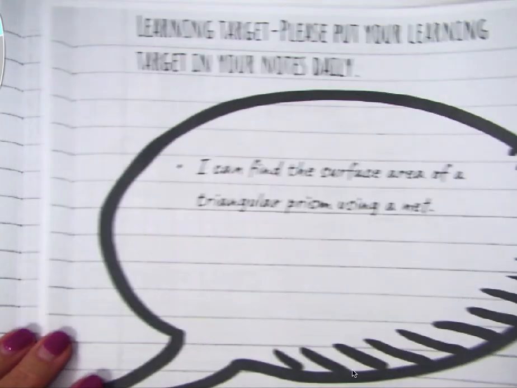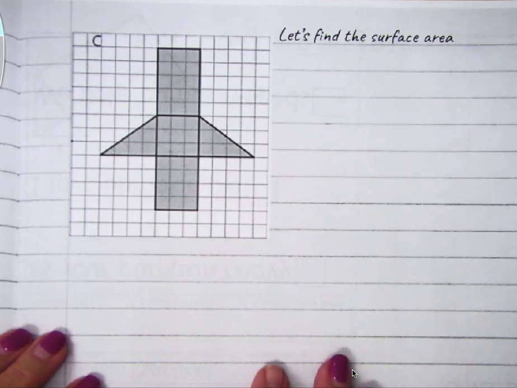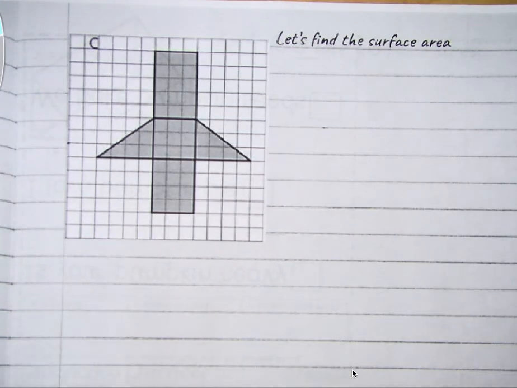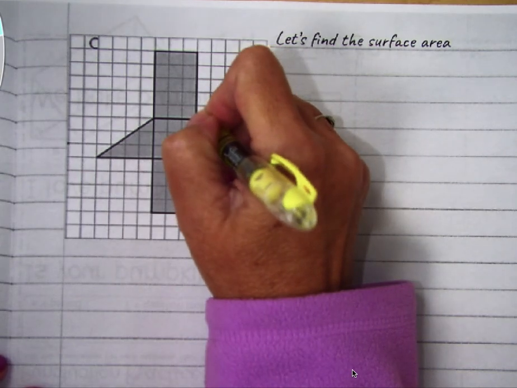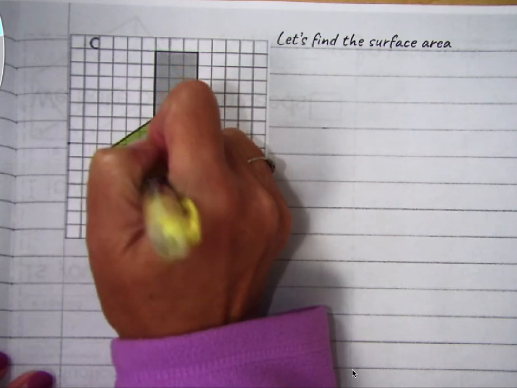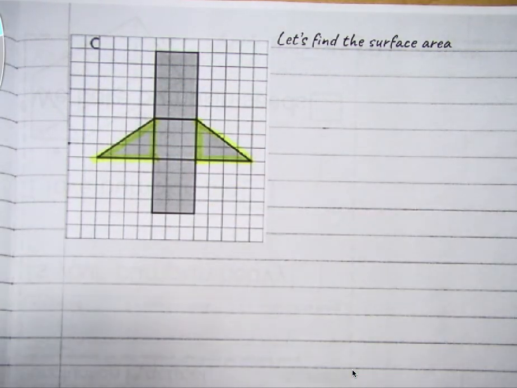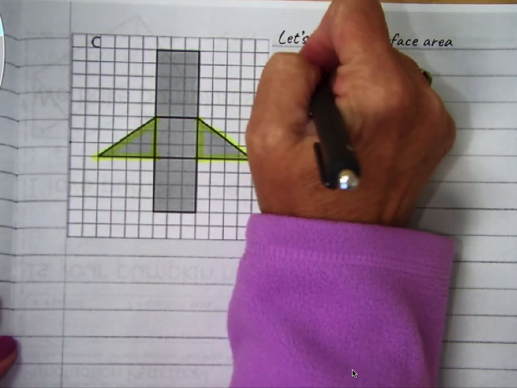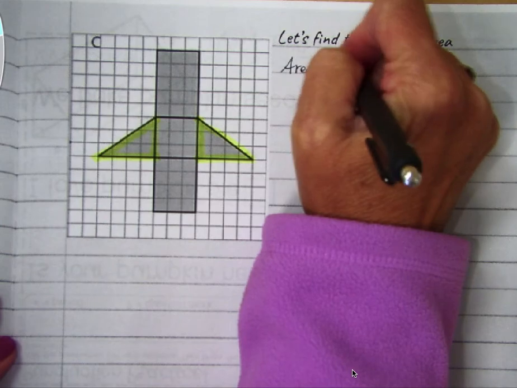So here's what we've got. Now, if I fold this up, it's going to give me a triangular prism. And I'm going to do like I did before. I'm going to highlight each section. So I've got a triangle here and a triangle here. So we're going to do area of triangles.